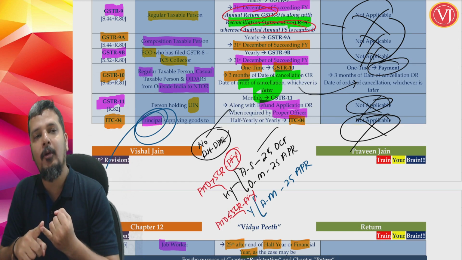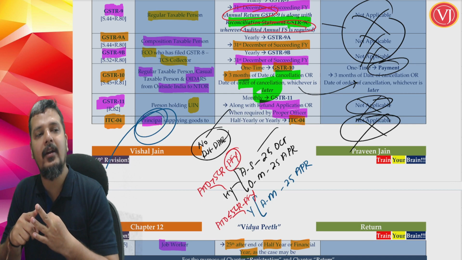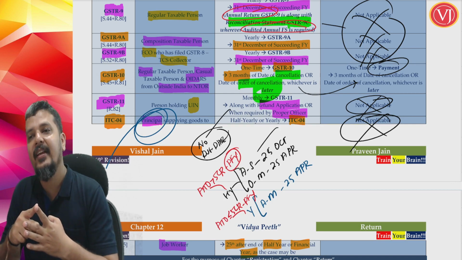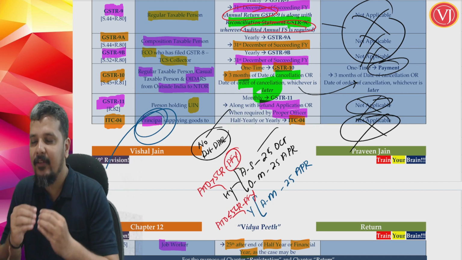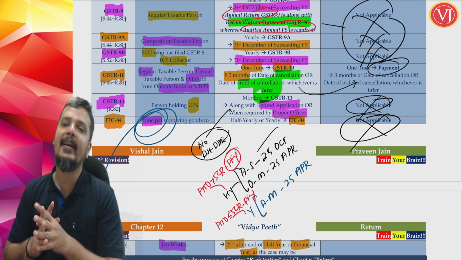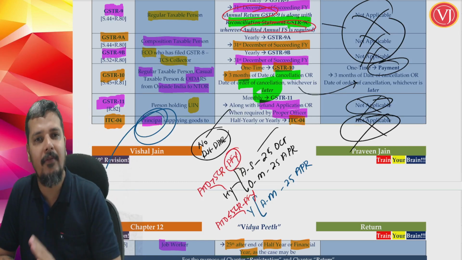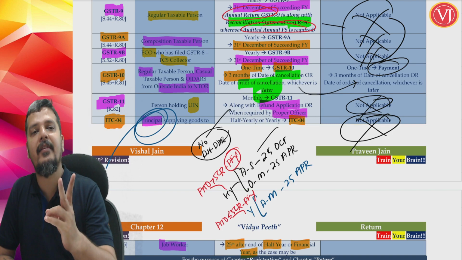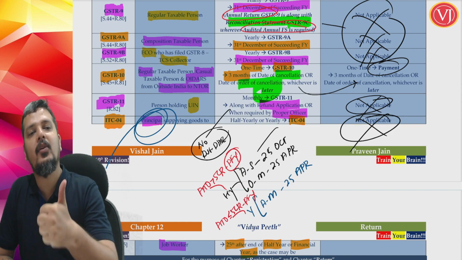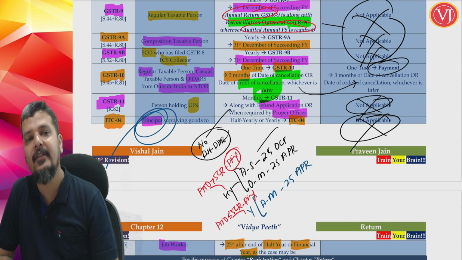ITC 04 is the principal's return about the job worker, GSTR 11 is the UIN return, GSTR 9, 9A, 9B is the annual return or annual statement, and GSTR 6 is the ISD return. There is no requirement of payment, therefore there is no due date of payment. Now in other cases, wherever there is a due date of payment, it is the same as the due date of return filing. There are 2 cases where the answer is different. One, QRMP scheme, other, composition taxable person.